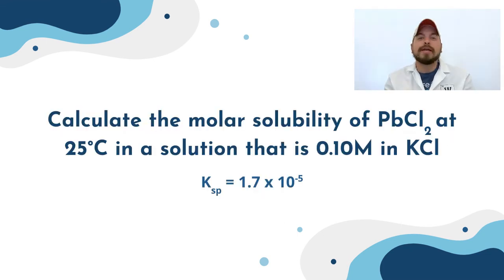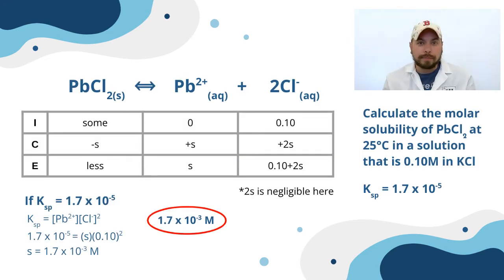All right, I'm going to have you all do a practice problem now. I want you to find the molar solubility of lead-2 chloride in a solution that already has 0.1 molar potassium chloride. The KSP of lead-2 chloride is 1.7 times 10 to the negative 5th. Go ahead and solve this problem. Take a second, pause the video if you need to, and I'll help you through it when we get back. All right, so let's go ahead and solve it.